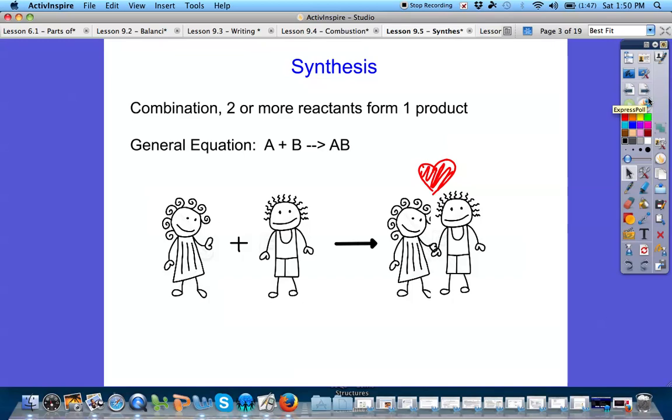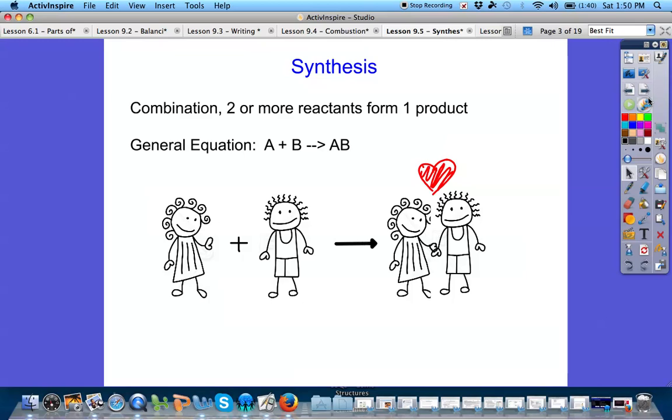So the first type of reaction that we're going to talk about is synthesis. Synthesis is a combination of two or more reactants to form one product. The general equation for this is when chemical A reacts with chemical B, you form chemical AB.